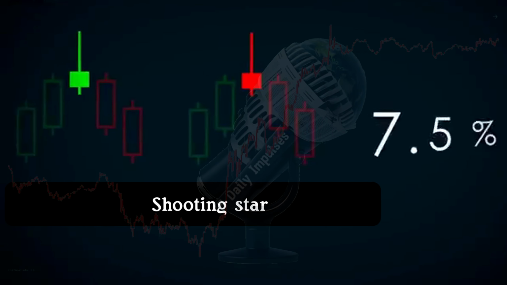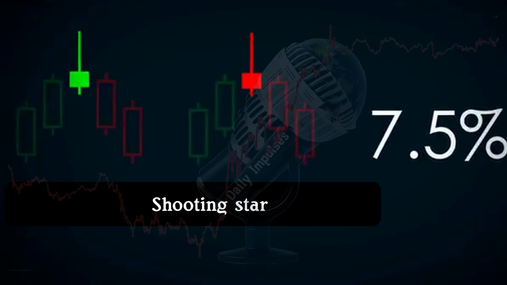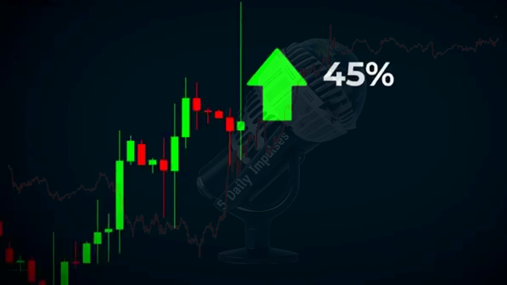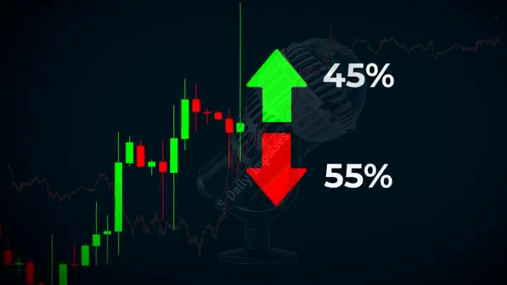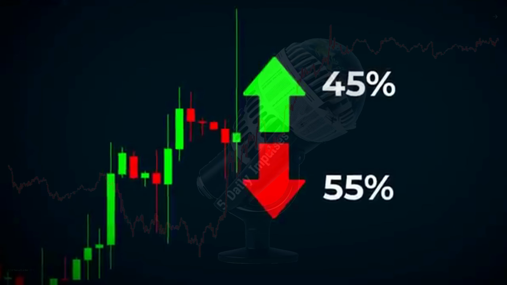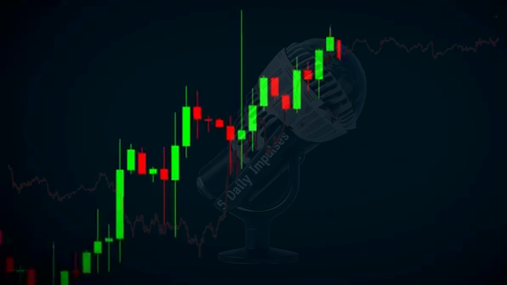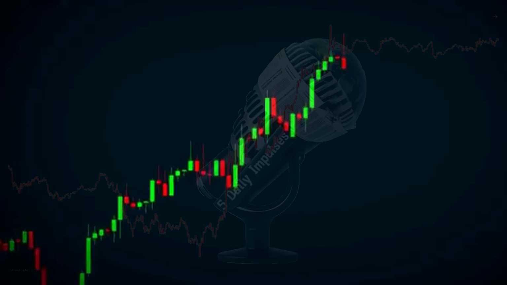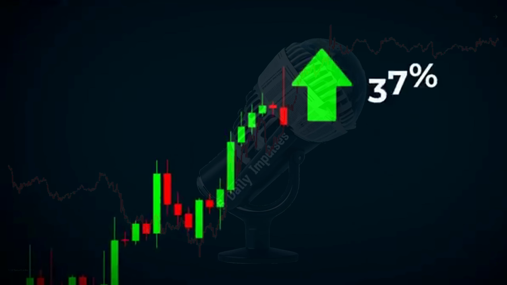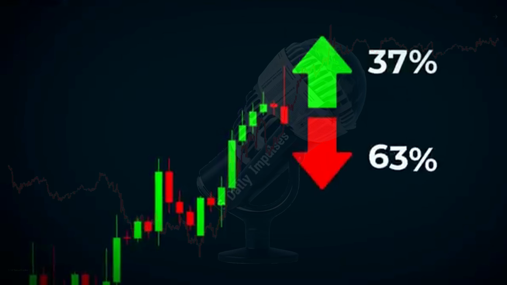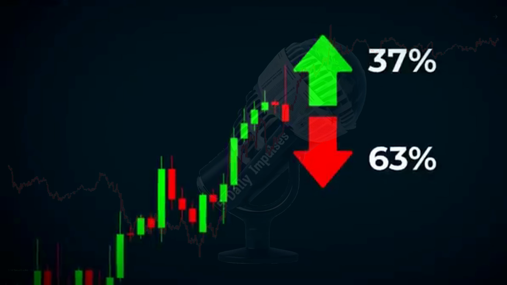The shooting star is a pattern that appears 7.5% of the time. The statistics aren't very promising. It only has a 45% chance of breaking upwards and a 55% chance of breaking downwards, which is very close to the odds of chance. However, everything changes when the shooting star is red. The probability of breaking upwards drops to 37%, while the chance of breaking downwards rises to 63%, making the color difference quite significant.